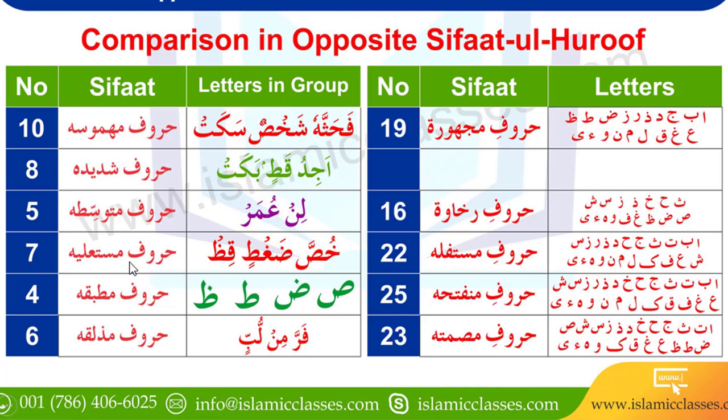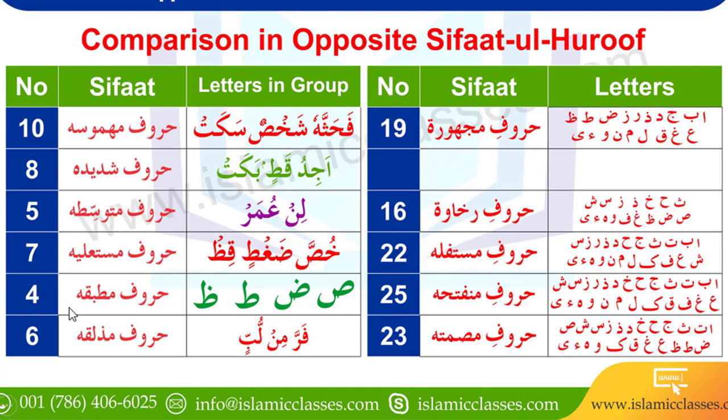The next is huruf musta'liya, the musta'liya letters, which we call isti'la. There are 7 letters of al-isti'la, which are khusa dagtin qiz. These 7 letters are musta'liya, and the remaining 22 letters are called huruf mustafila, which are the light letters. It is also istifal, the quality name we call mustafila.